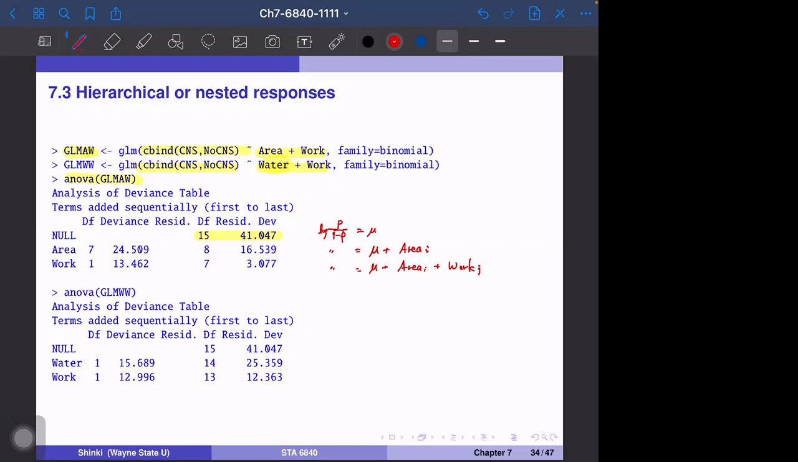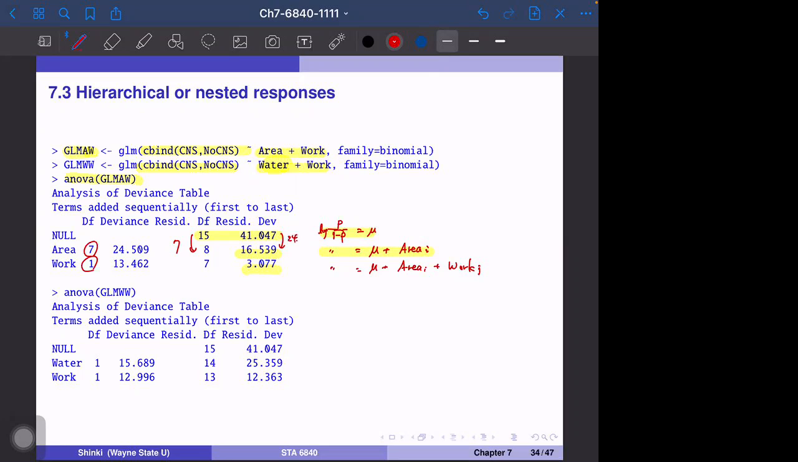For area, we have eight areas, so we have seven additional variables, so DF is 7. Work is basically binary, manual or non-manual, so we only have 1 degree of freedom. Then we can get the residual deviance, that is negative 2 times the log likelihood. The smaller is better. From the null model to the next model, mu plus area, we have an increase of 7 degrees of freedom, and a decrease in deviance of maybe 24.5.